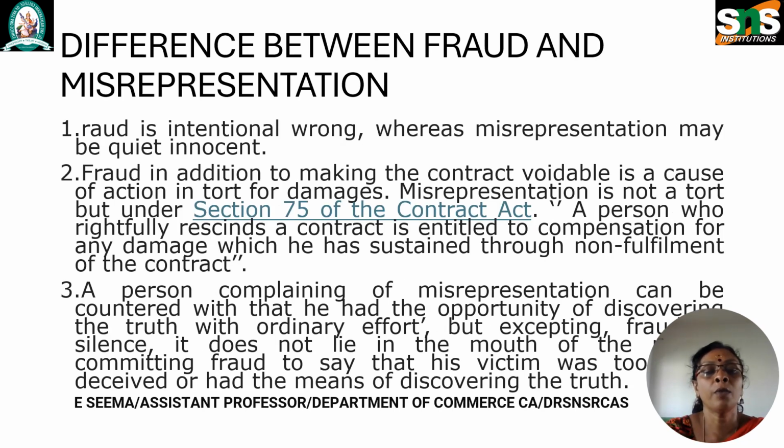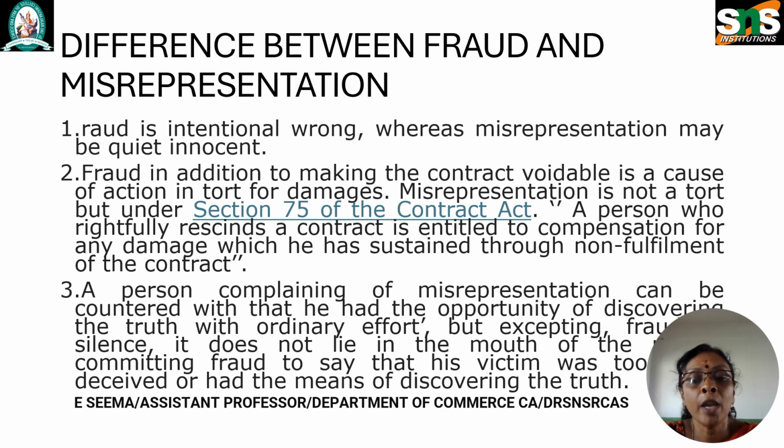And next is the difference between fraud and misrepresentation. Fraud is intentionally wrong, misrepresentation may be quite innocent. And fraud, in addition to making the contract voidable, is a cause of action in tort for damages. Misrepresentation is not a tort, but under Section 75 of the Contract Act, a person who rightfully rescinds a contract is entitled to compensation for any damage which he has sustained through non-fulfillment of the contract.